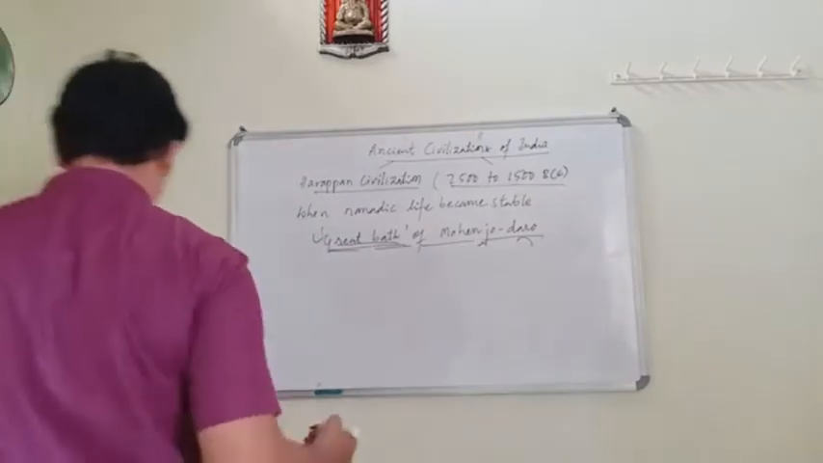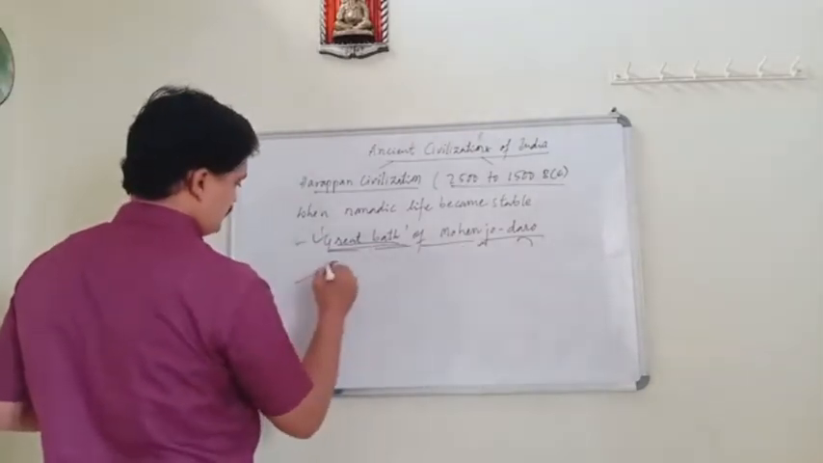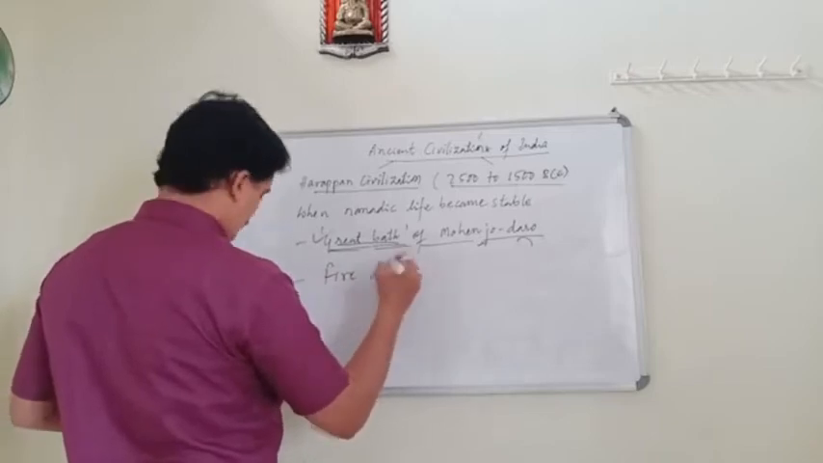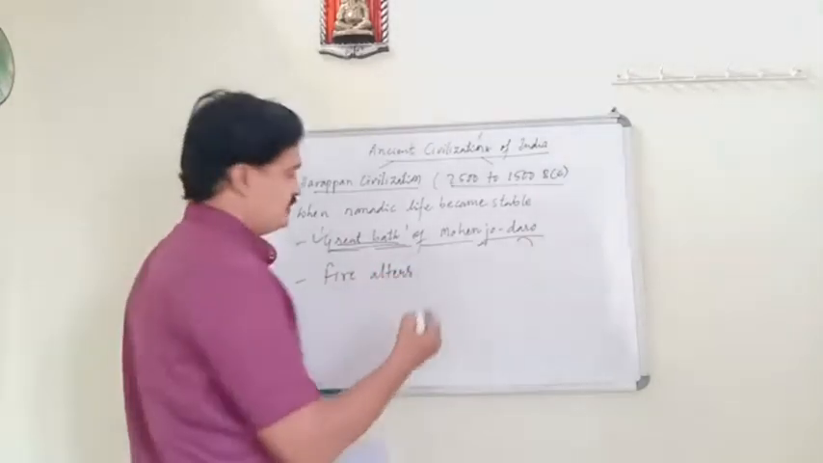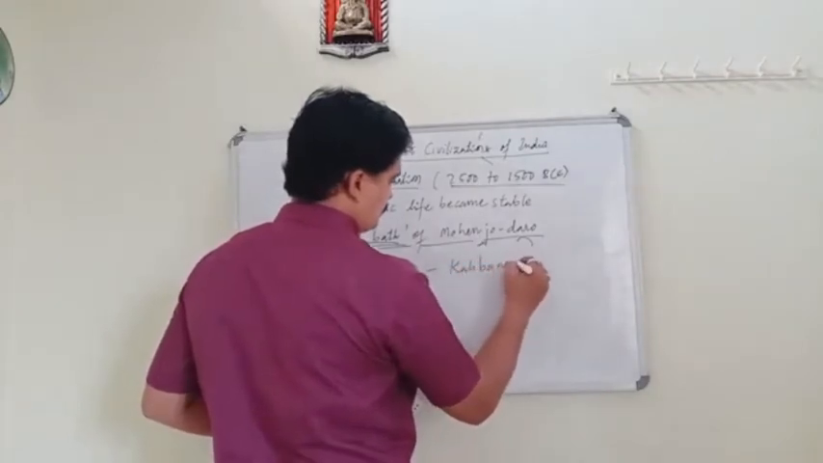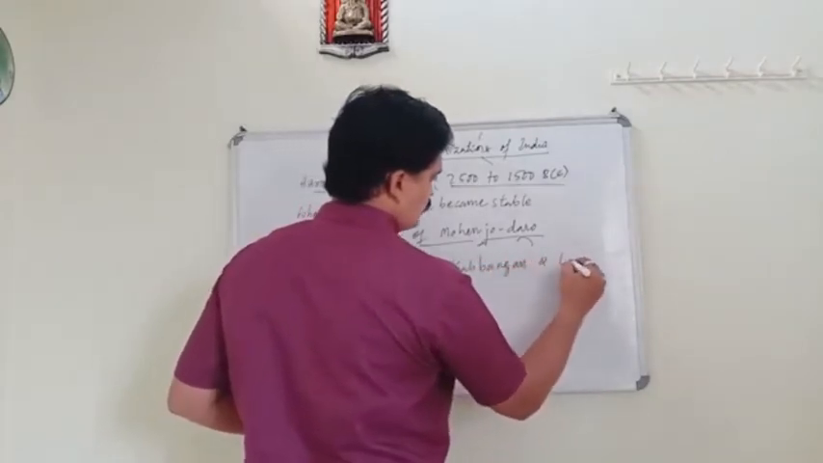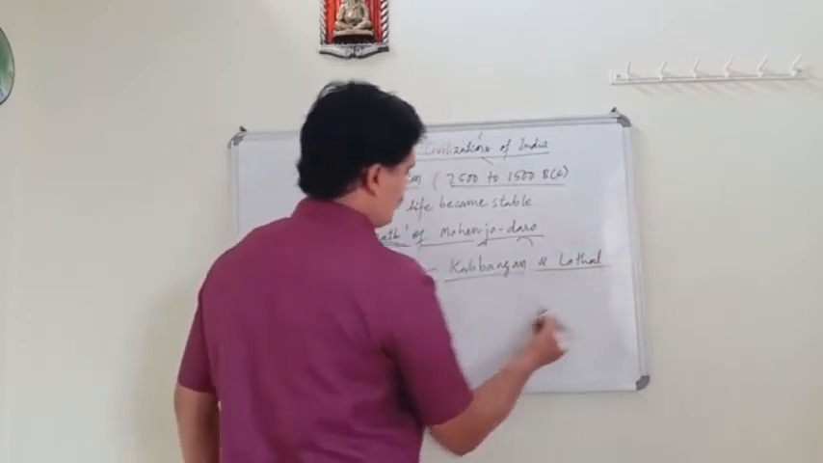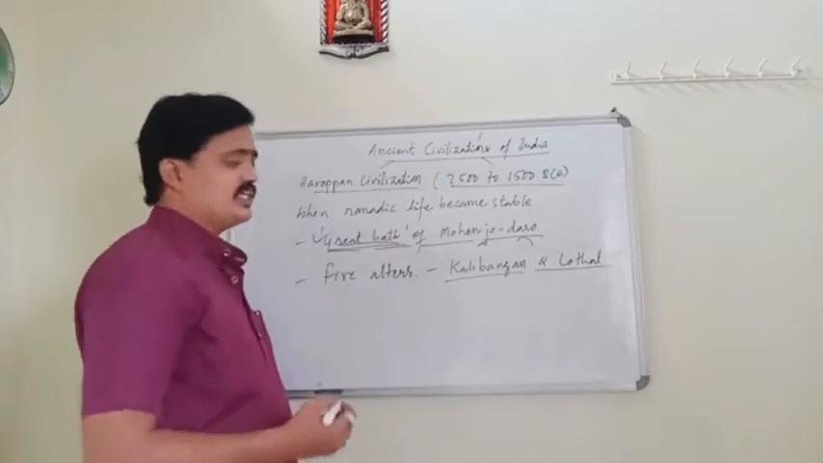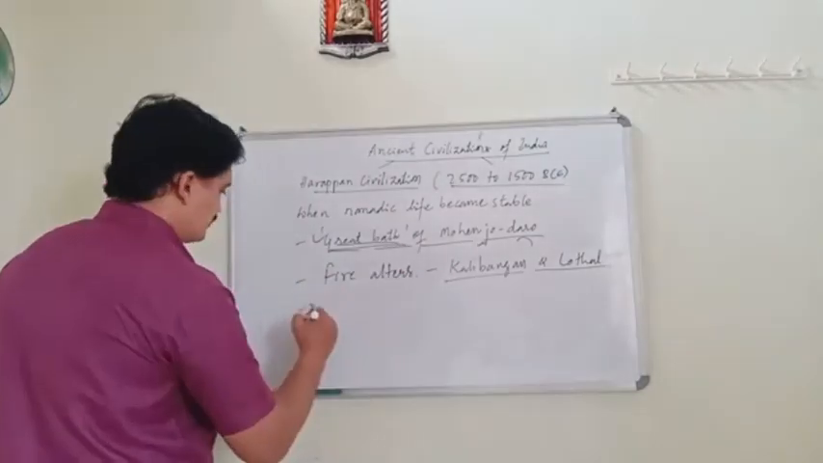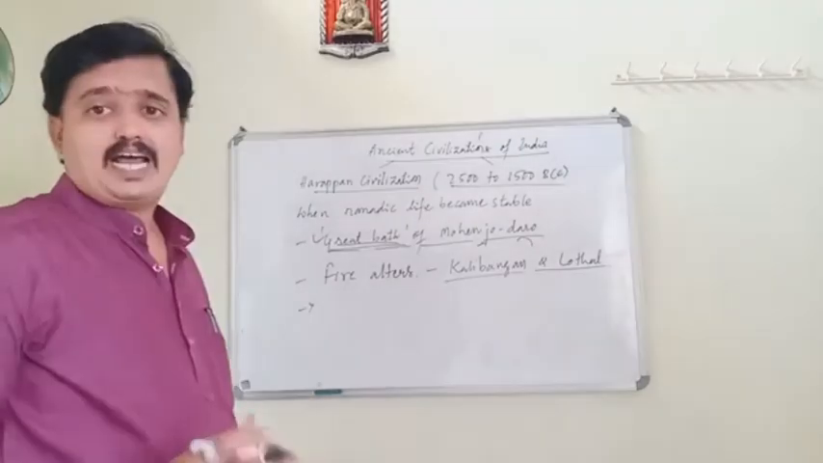Okay, and one more important thing of the Harappan cities is fire altars. Fire altars are also found in the places called Kalibangan and Lothal. The places called Kalibangan and Lothal, where we found the fire altars here.